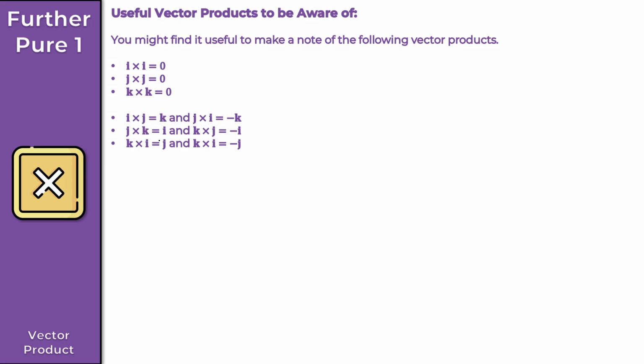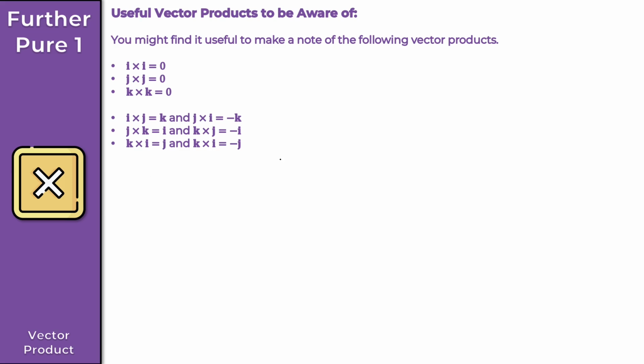j cross with k is equal to i, and again, the opposite way, k cross with j is equal to minus i. And then finally we have k cross with i, which is equal to j. And again, in the opposite direction, k cross with i is equal to minus j. Okay, so feel free to make a note of these.